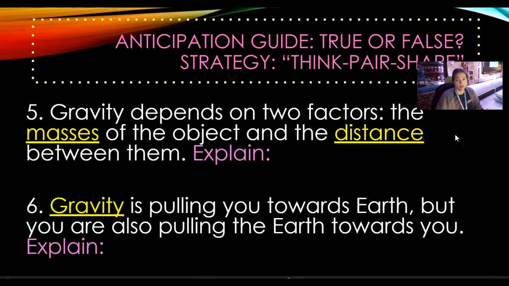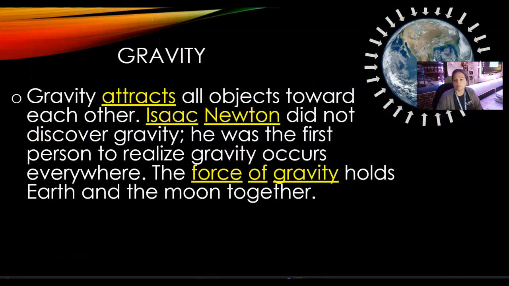We're going to hop to the anticipation guide. Number 5 and 6, you're going to write on the left-hand side, which is before. Gravity depends on two factors: the masses of the objects and the distance between them. True or false? Gravity is pulling you towards the Earth, but you are also pulling the Earth towards you. True or false? All right.